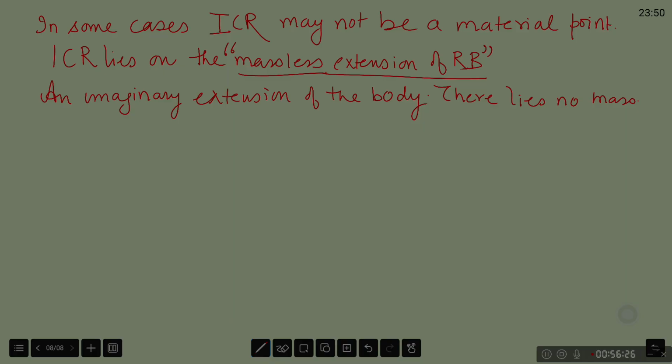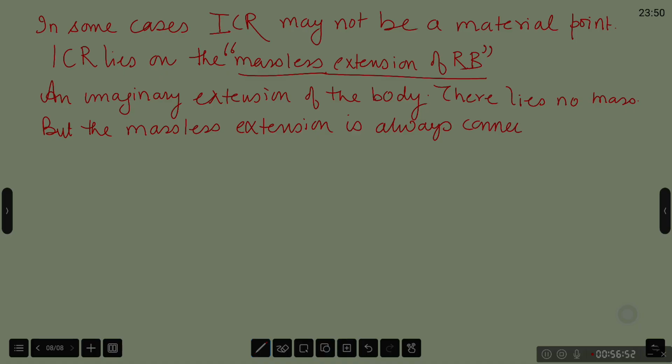So, the massless extension is an imaginary extension of the body. There lies no mass, but the massless extension is always connected to the body. It translates and rotates with the body.